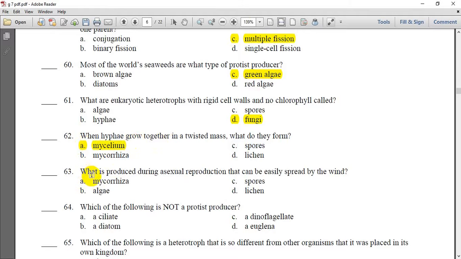63. What is produced during asexual reproduction that can be easily spread by wind? Fungus reproduces by spores. Spores are tiny cells that can grow into new organisms.